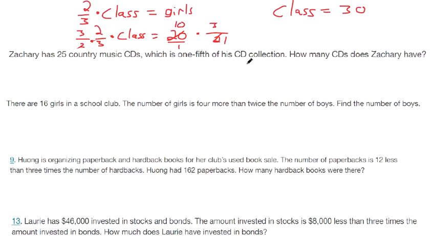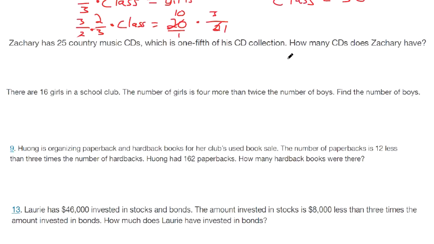Okay, next one here. Zachary has 25 country music CDs, which is 1/5 of his CD collection. So how many CDs does Zachary have? So there's 25 of one specific genre. We're asked for how many CDs total does Zachary have? Well, if it's a modern Zachary, he probably has 0, because CDs aren't really used anymore. But 1/5 of the CD collection is country. So just like in that last problem, taking the fraction 1/5, and I'm multiplying it to the number of CDs in the collection.